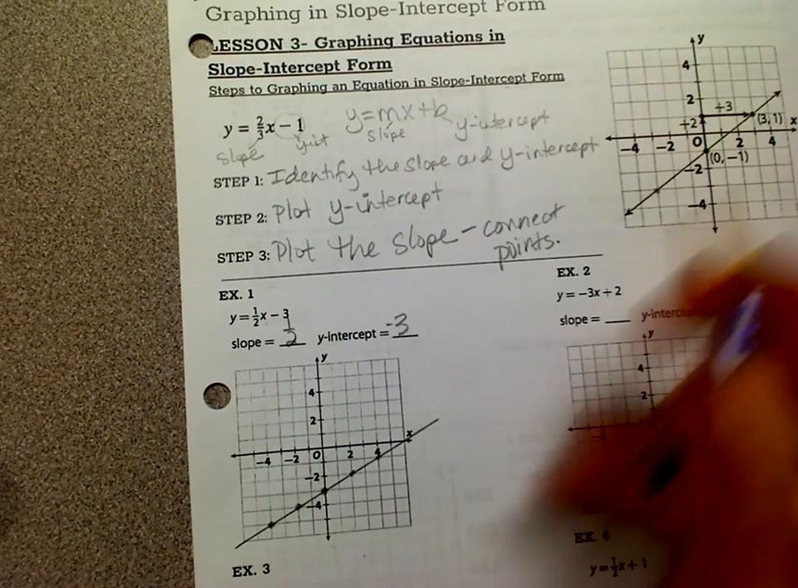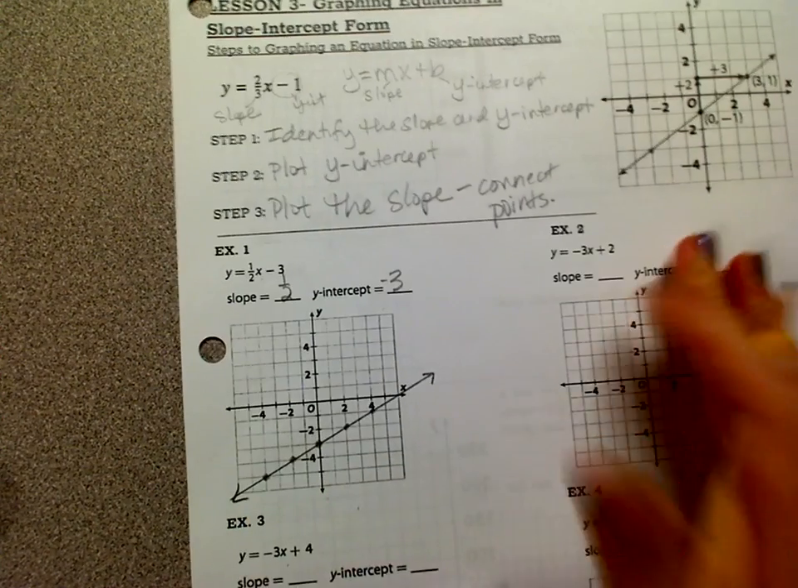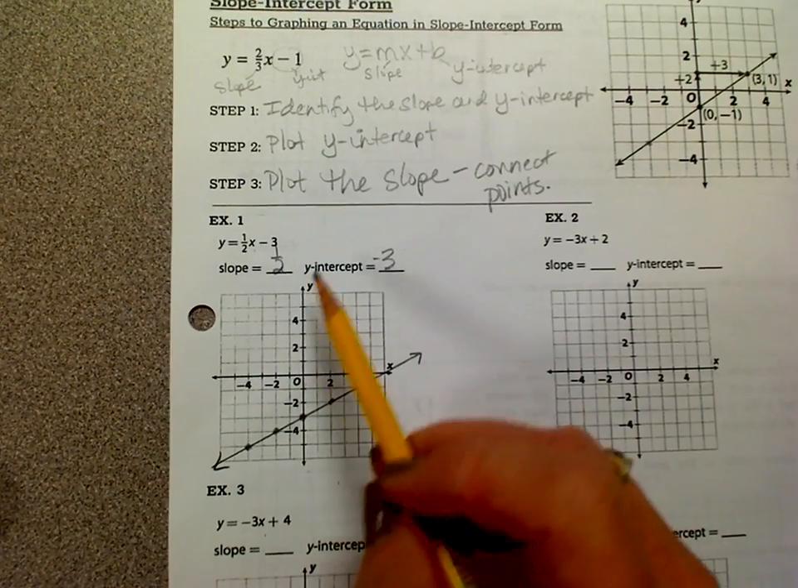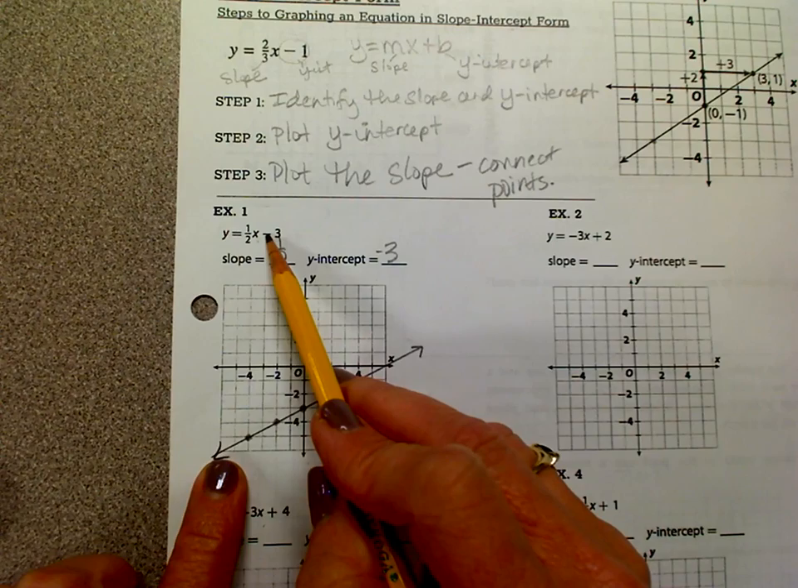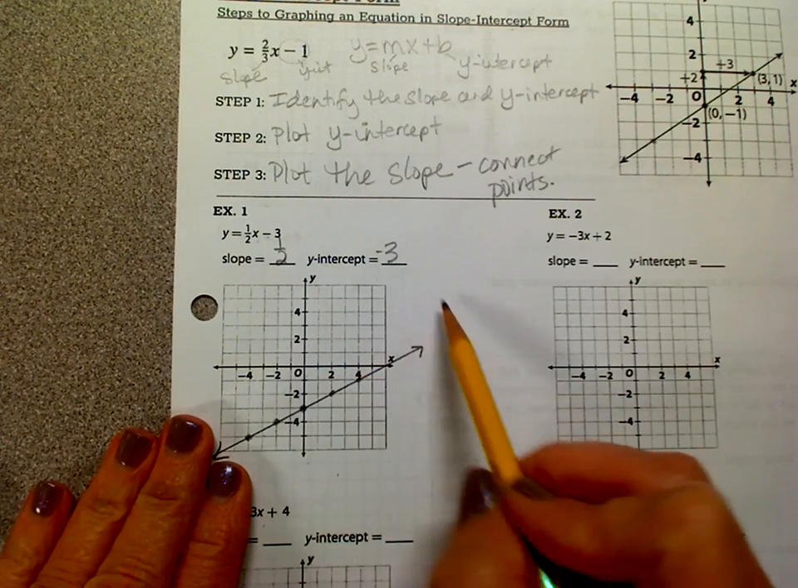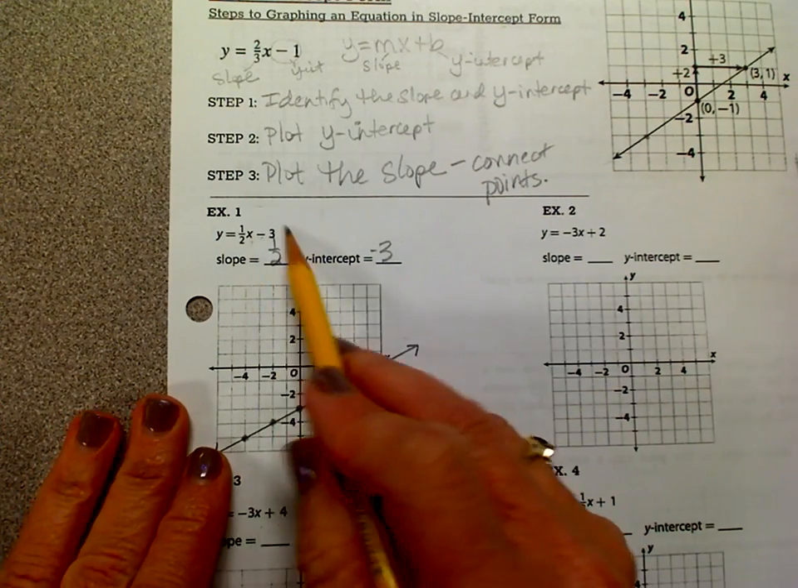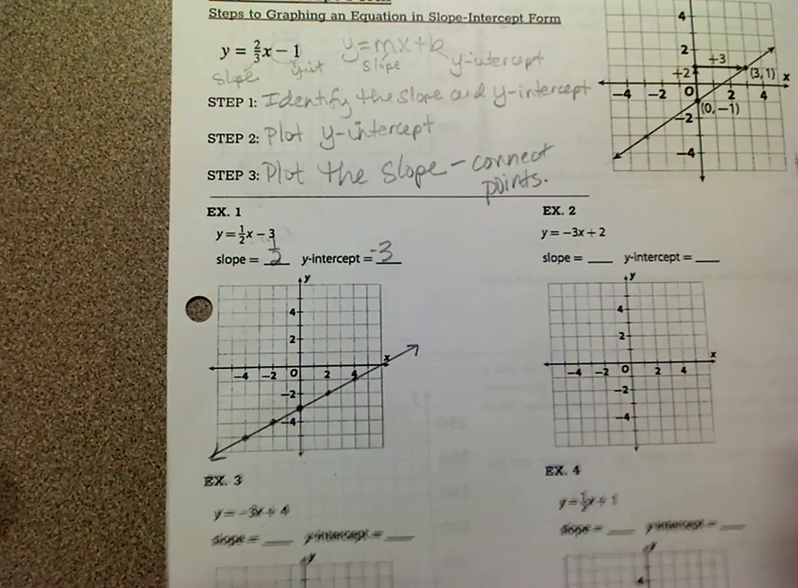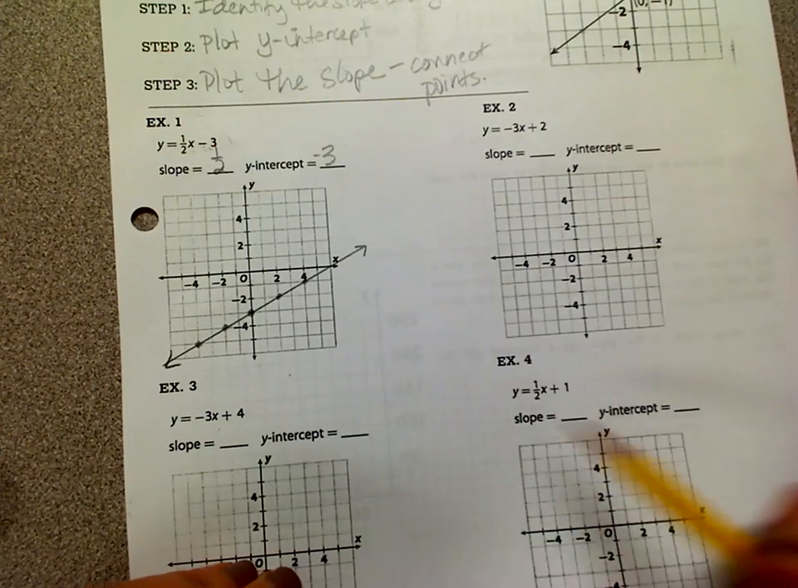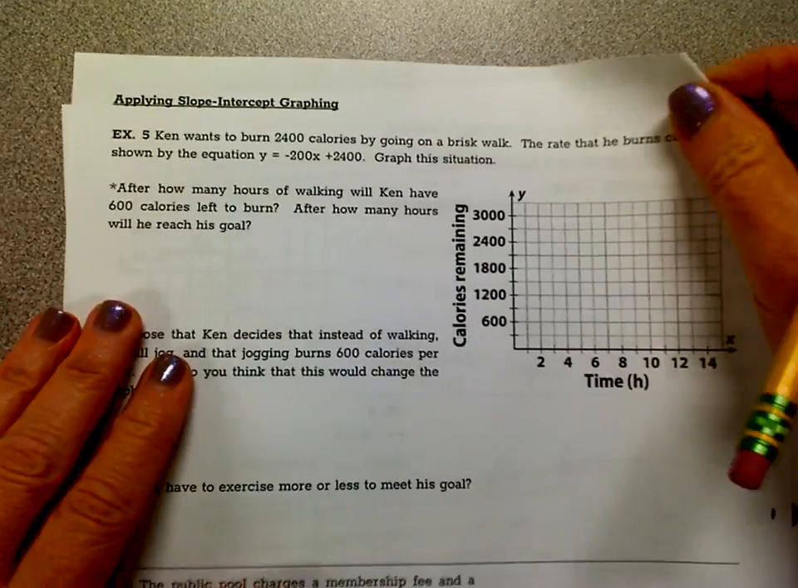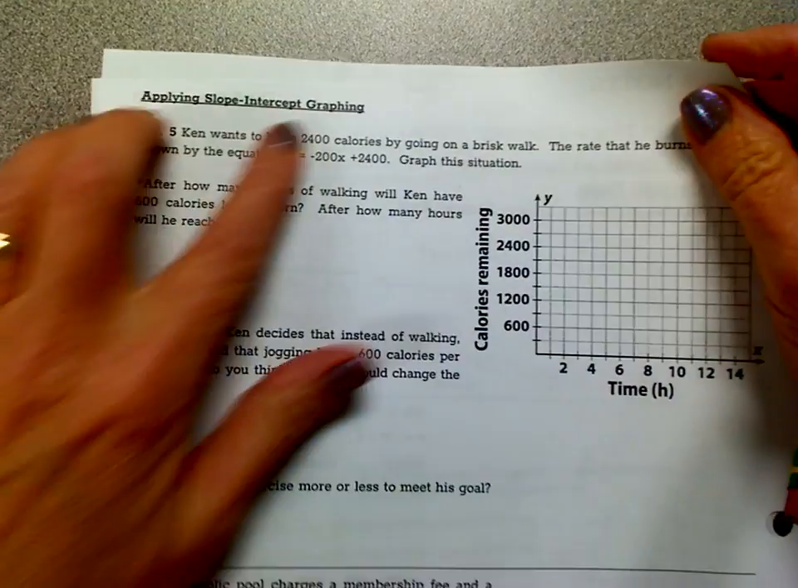Okay, so that graph, this line, represents the solutions to that equation. The other day we had to make a table to find it. Now we can just graph using the slope-intercept form. So that's what you're going to do for each of these examples. Then back here, apply your slope-intercept graphing.